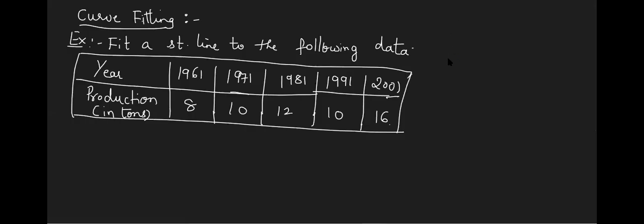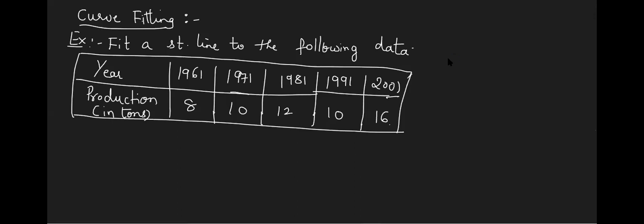We have to solve a problem where we have to fit a straight line to the following data. They have given a table containing year and production. Here, production is calculated depending on the year, like they have given the data. So here we have to fit a straight line for this.